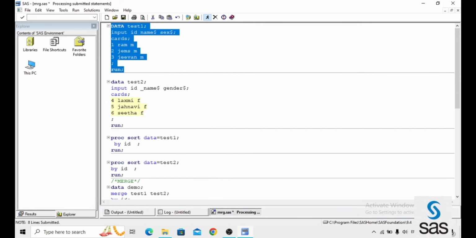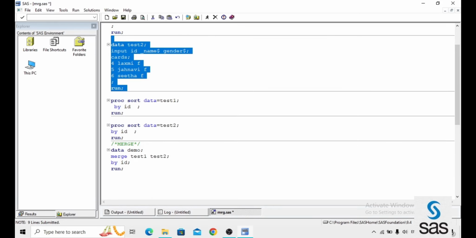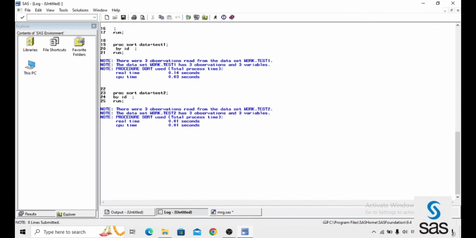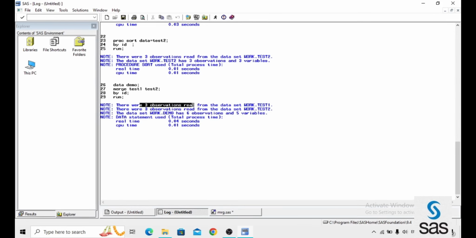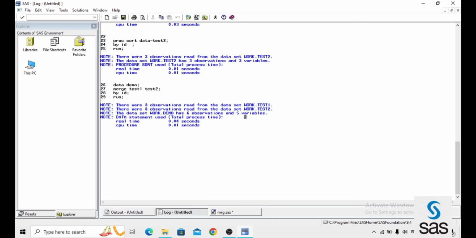First we run one by one. First we are running test1. Yes, log is clear, test1 and test2. Test2 is clear. And first we have to sort those two. We are sorting. Now we run the merge. Okay, here 3 observations and 3 observations, totally 6 observations and 5 variables.